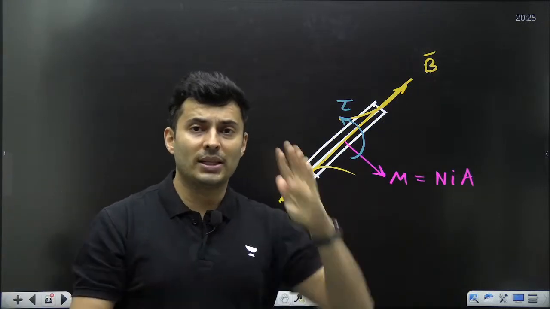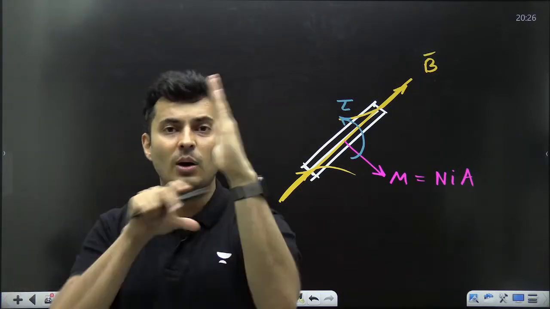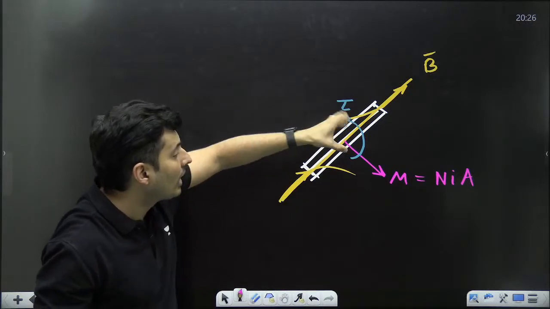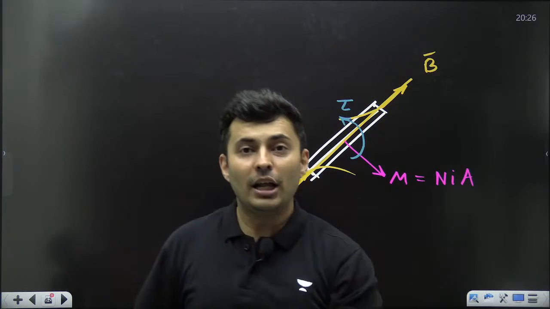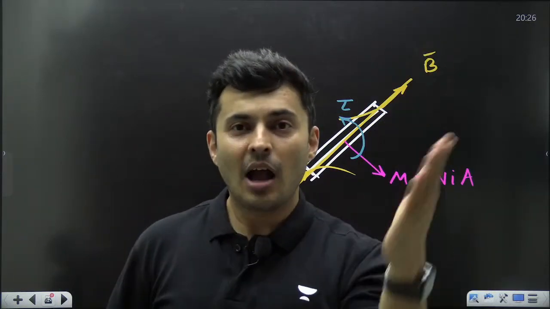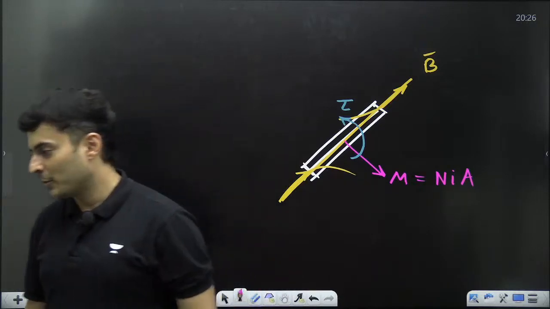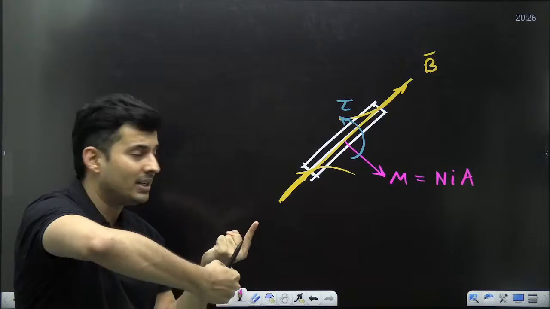How do I ensure that it shows one reading, one value for some value of current? Then I need to create a torque to counter it so that it stops. The needle should stop. Else that needle will keep rotating because of the torque. How will you read? How will you mark the reading? How will you measure any value? That is why you will create a torque in the opposite direction.